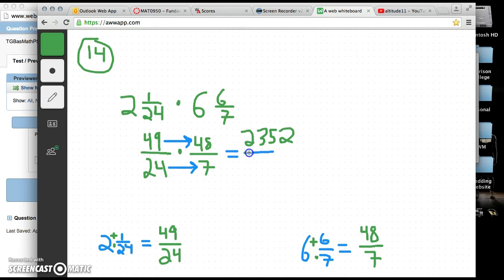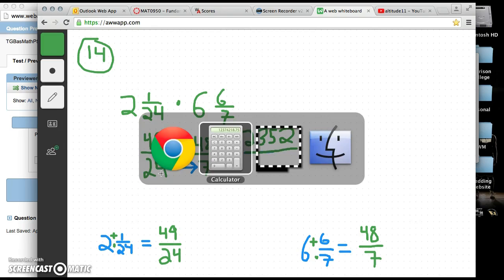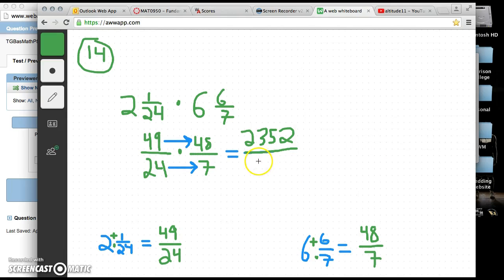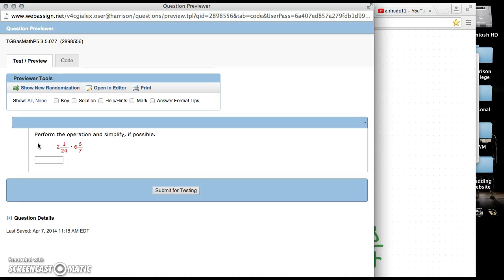Sorry, I'm kind of mixing colors here a little bit. And that's going to be all divided by, and now we have our denominators, 24 times 7. 24 times 7 is 168. Let me check and see if the problem asked us to simplify. Yes, it does: perform the operation and simplify.